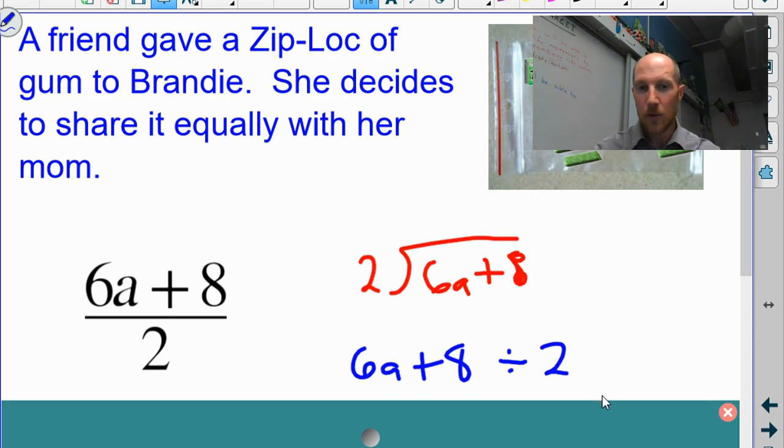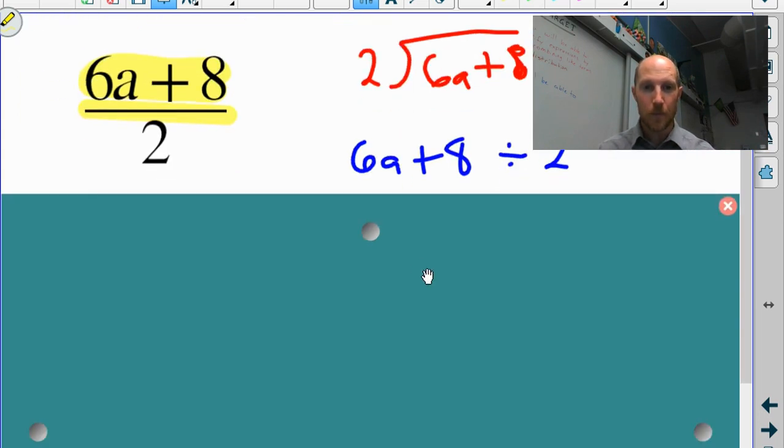And with the line, there is an implied group. Everything above this division line is being grouped together, just like in that Ziploc bag. As you can see right through it, we know there's a Ziploc bag there, right? So anything that's on top of that fraction line or division line is grouped together, and we'll have to divide all of those terms by 2.